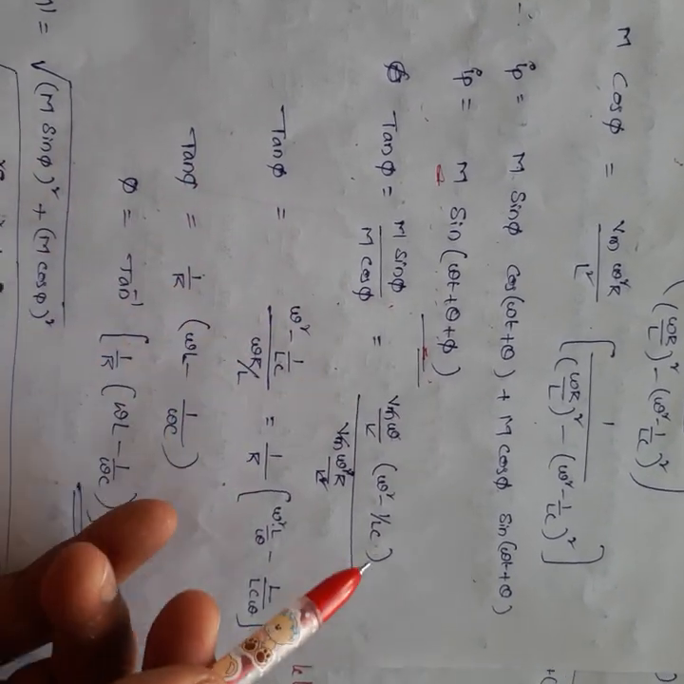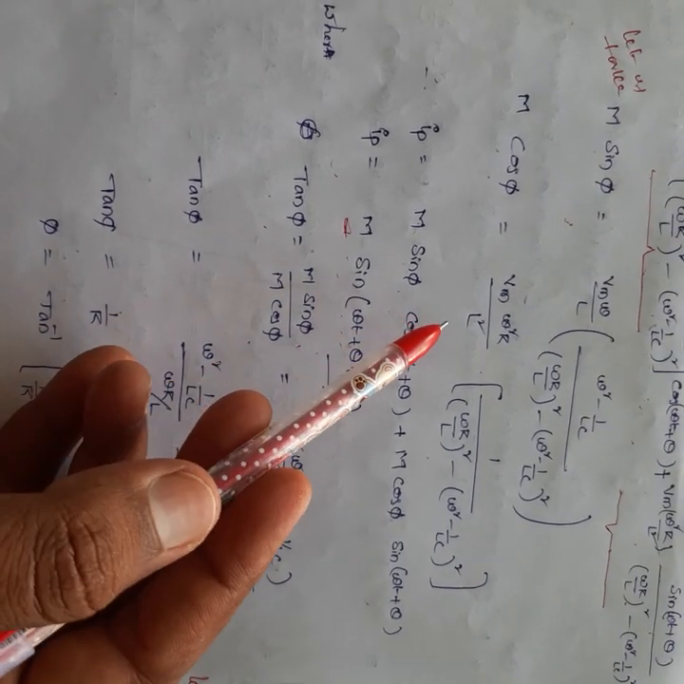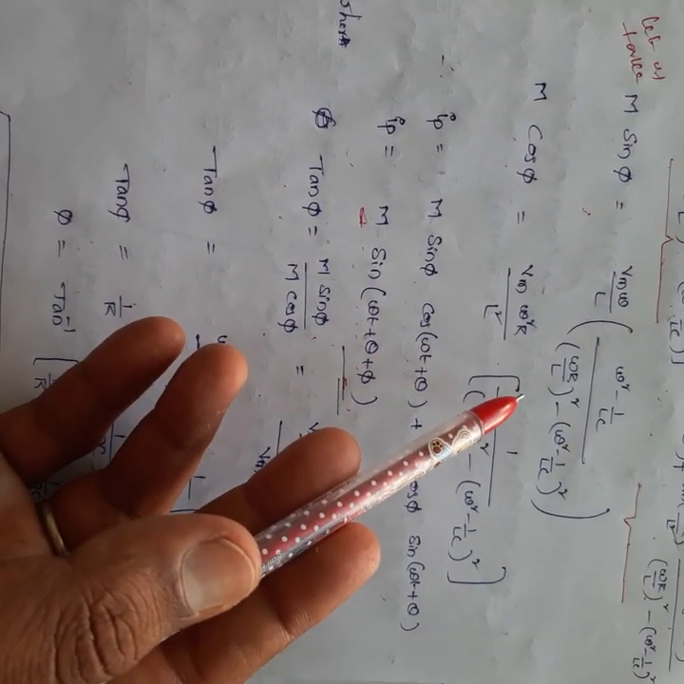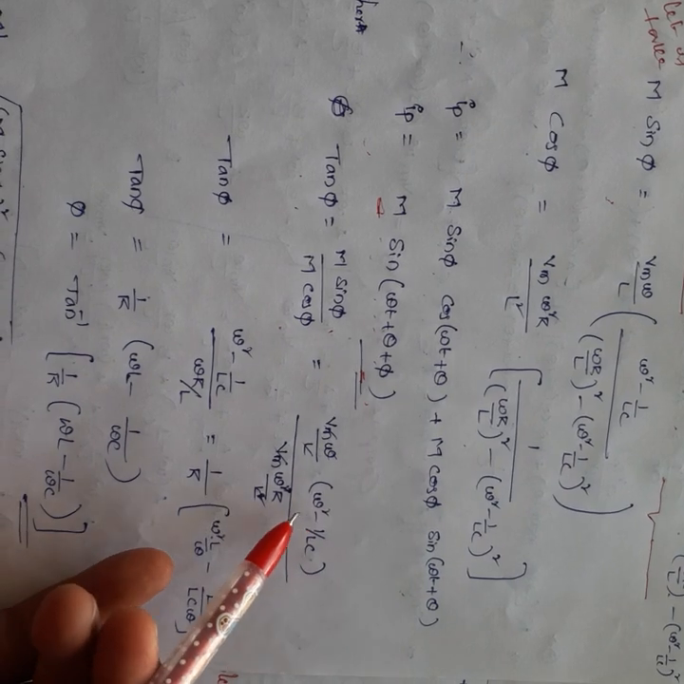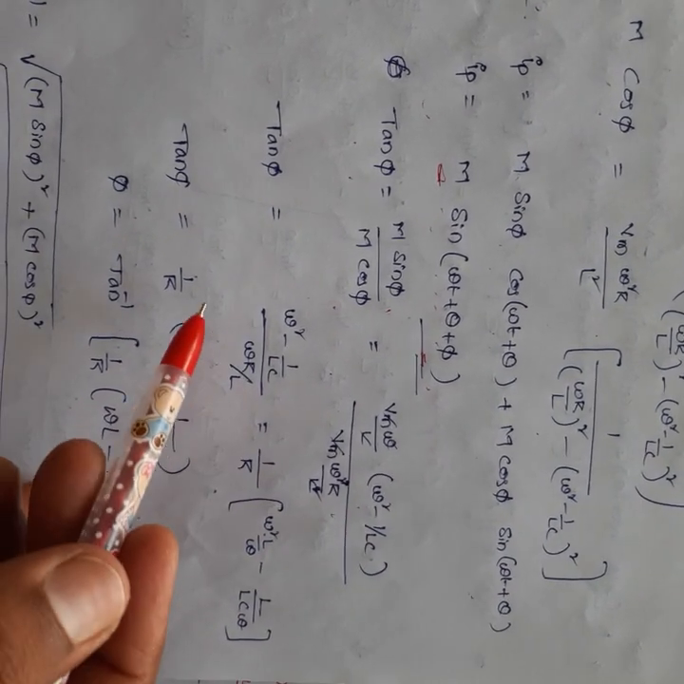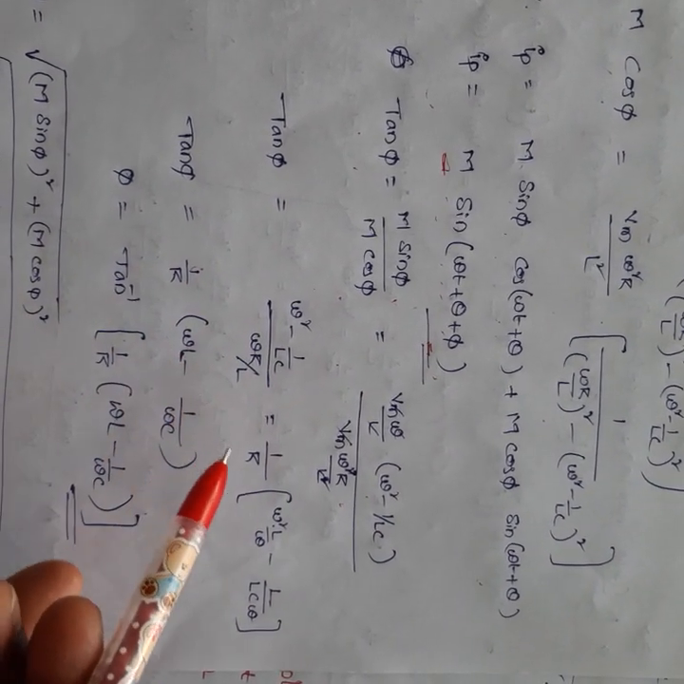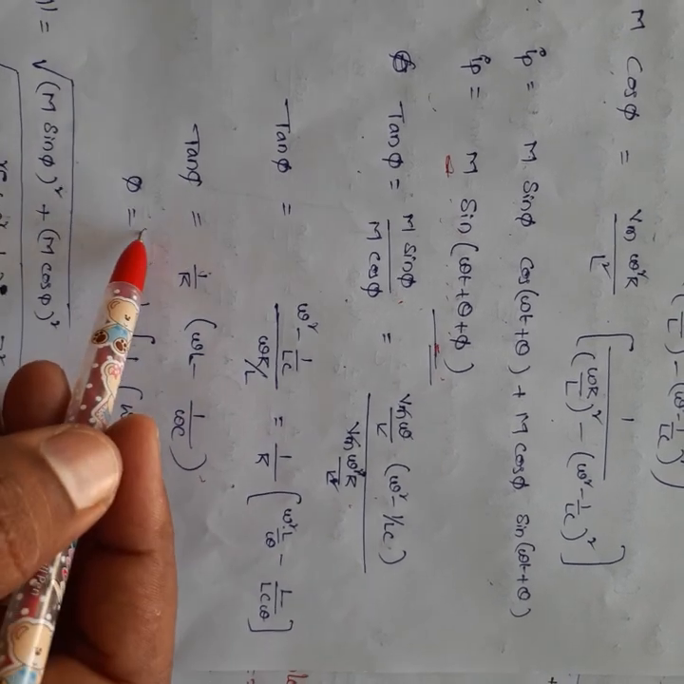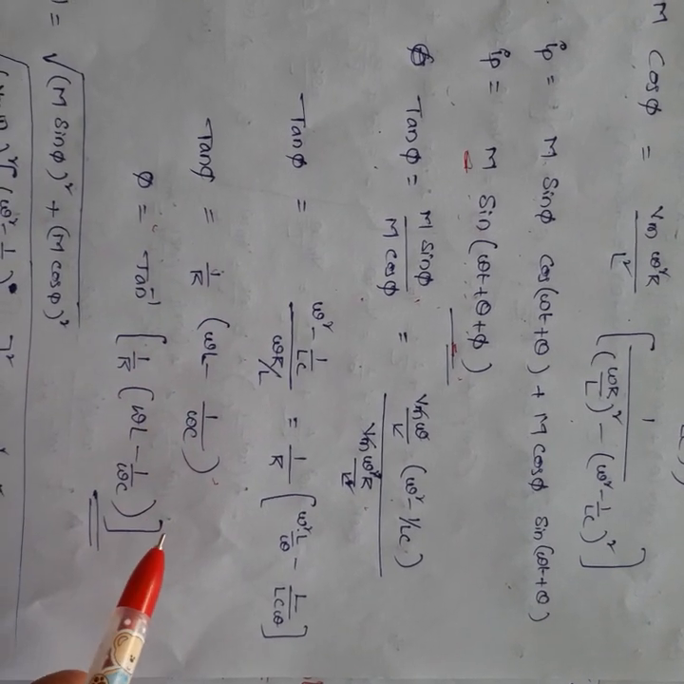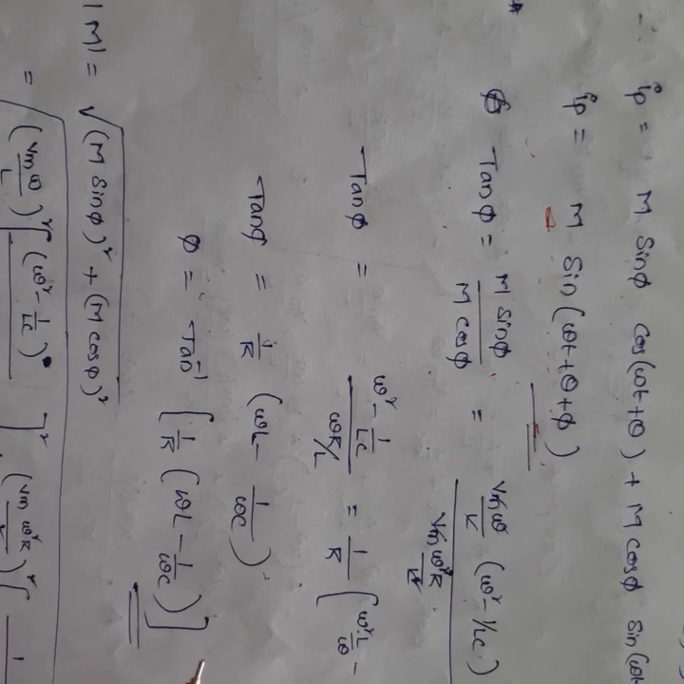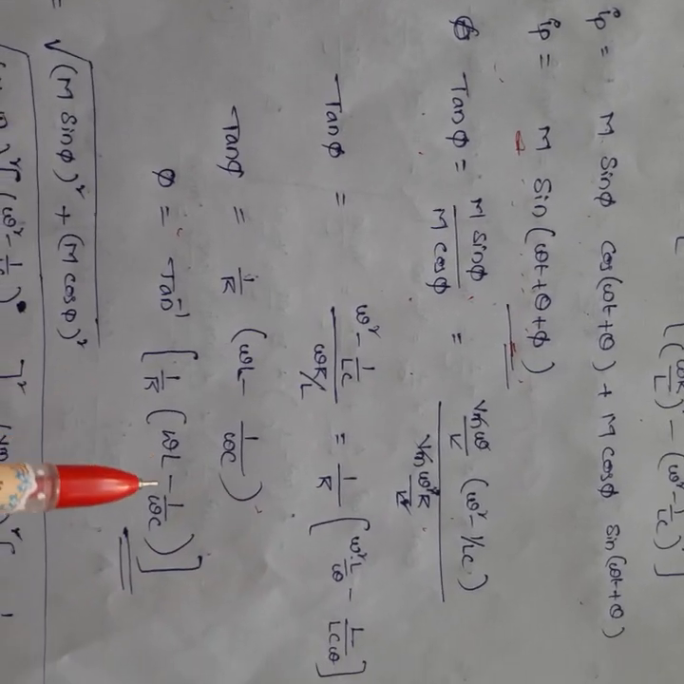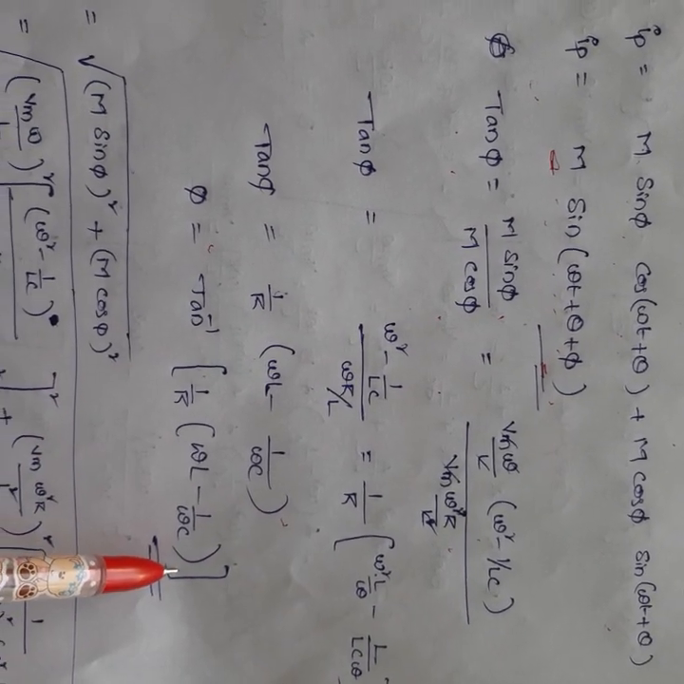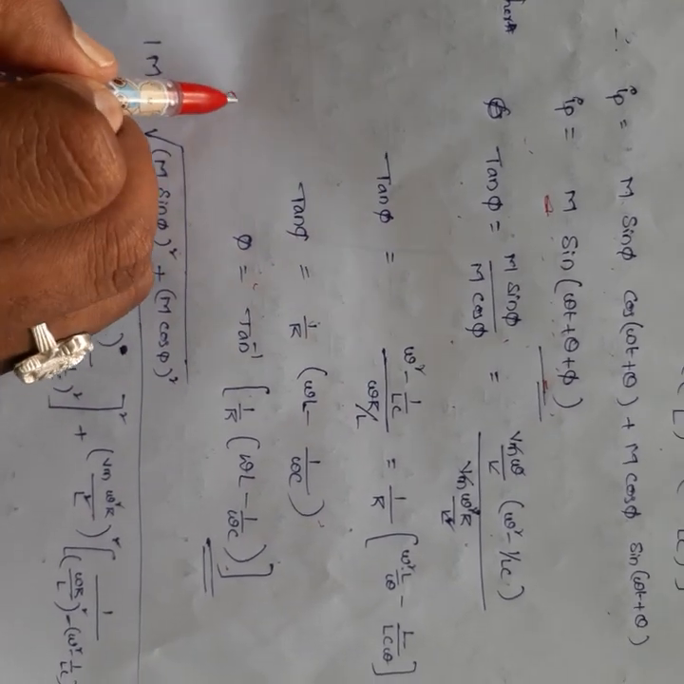So for tan phi, we know the factors already, we initialized the above equations, so we can substitute here, and finally I am getting tan phi equals 1 by R into (omega L minus 1 by omega C), and phi equals tan inverse of 1 by R into (omega L minus 1 by omega C). So this is the phase angle.